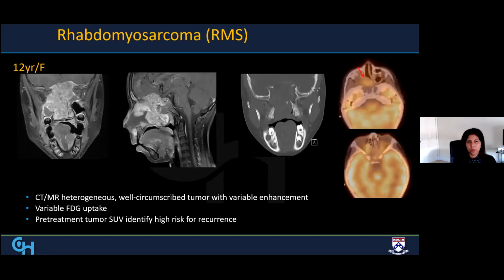So I'll start with this case of rhabdomyosarcoma in this 12-year-old female. And this belongs to the group of the parameningeal type of rhabdomyosarcoma. You can see it is pretty evident here in this case, a very large lobulated enhancing mass, which is centered more on the nasal and the maxillary sinus cavity, which has extended superiorly and has also invaded the anterior skull base. And this is where it is sitting very close to the meninges.